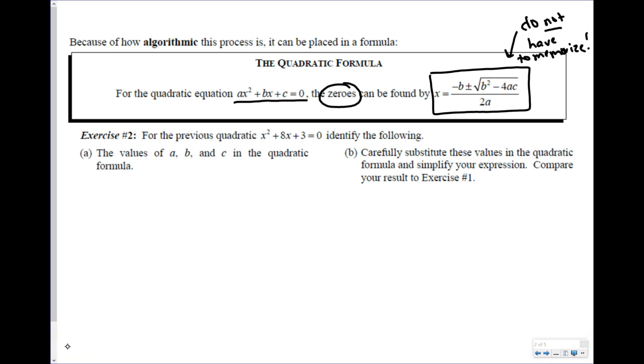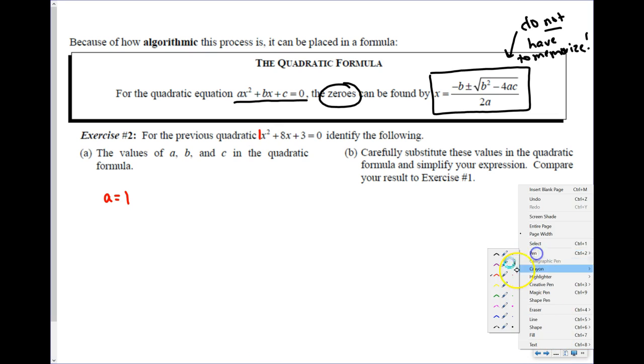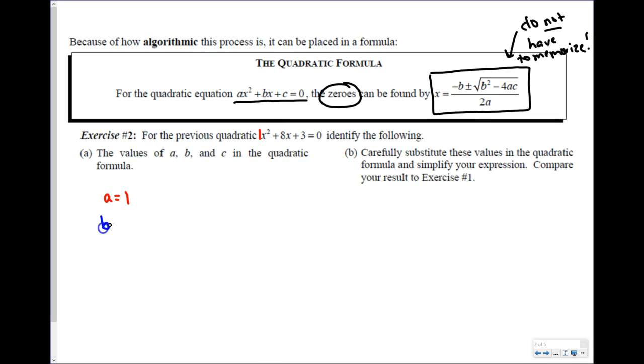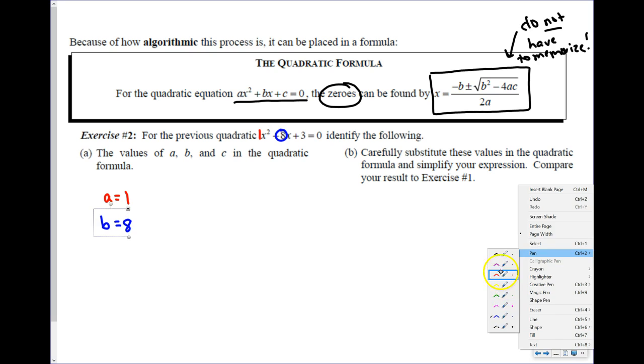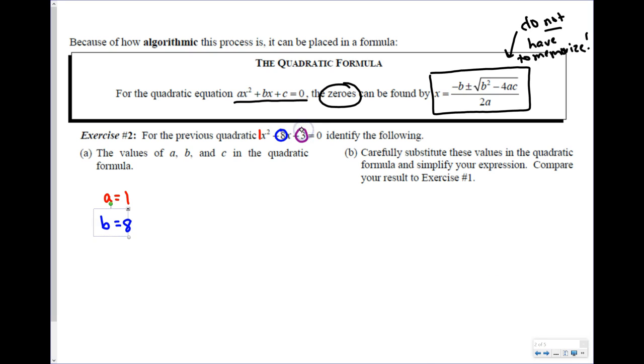Okay, so we have the quadratic x squared plus 8x plus 3. So the first thing we have to do is identify a, b, and c. So a in this example is that invisible 1. So I know that a equals 1. And b equals 8. So there's b is 8. And c is going to be this positive 3 here.